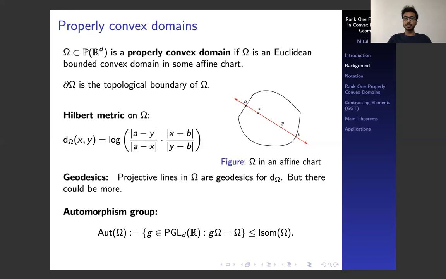The projective lines in omega are geodesics for the Hilbert metric. However, depending on the shape of omega, there could be many more geodesics between any 2 points. We will revisit this point in a future slide. The automorphism group of omega consists of all projective transformations which preserve omega. Since projective transformations preserve cross ratios, the automorphism group of omega is a subgroup of the isometry group of omega.